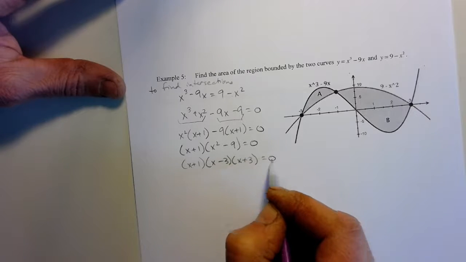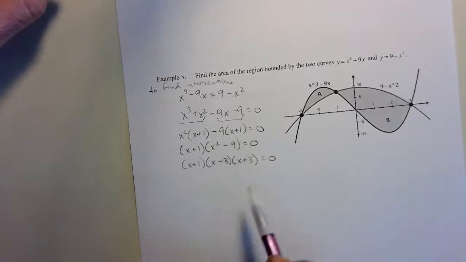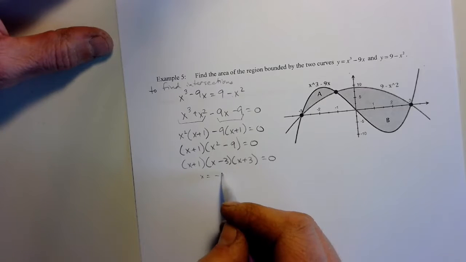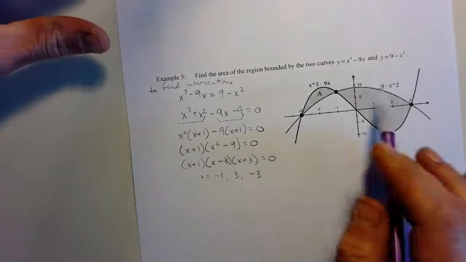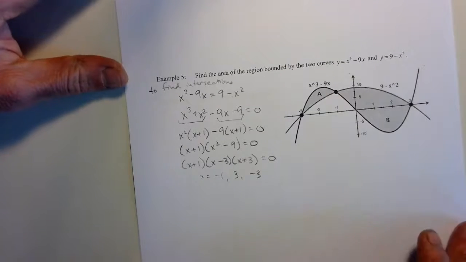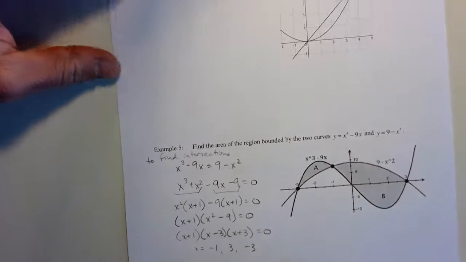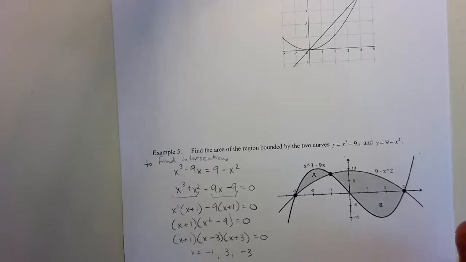Okay, that gives us our 3 x values of -3, -1, and 3. Okay, so those are our 3 intersection points. Why do we have to find those intersection points? We have to find them because we don't know what the upper bound and the lower bound are going to be.